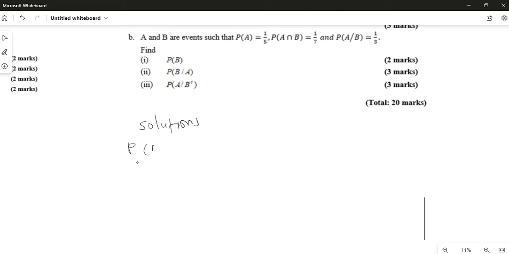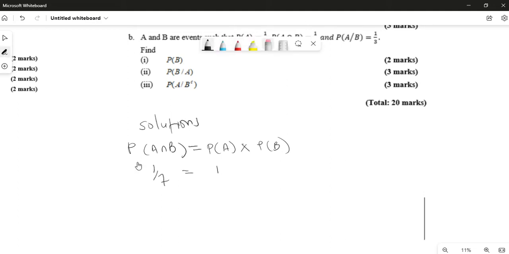If you remember, the probability of A intersection B, the probability of A and B occurring at the same time, is the probability of A times the probability of B. So we already have the probability of A intersection B, that is 1 over 7. Let's make B the subject of the formula so we make life easier. So the probability of B equals the probability of A intersection B divided by the probability of A.